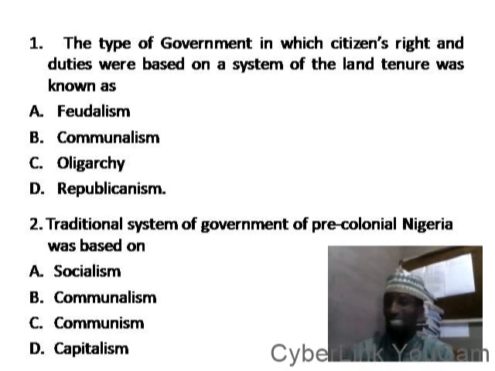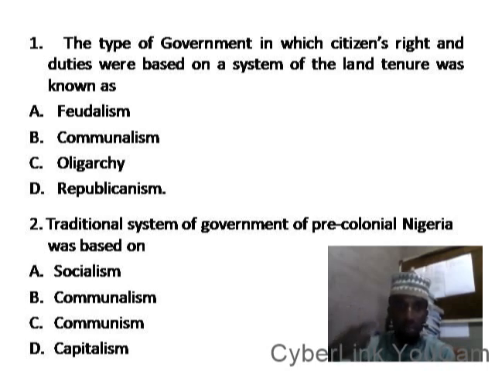Then republicanism. Republicanism is all about when the people of a community are allowed to elect their representatives by themselves. That is republican. So the correct answer to the question, without wasting much of our time, is feudalism. Now, quickly, number 2: traditional system of government of pre-colonial Nigeria was based on A.